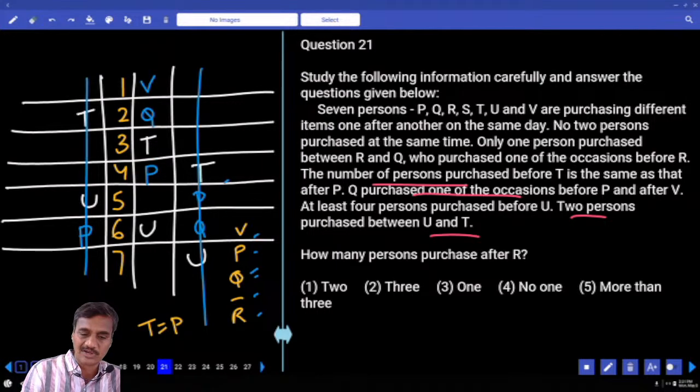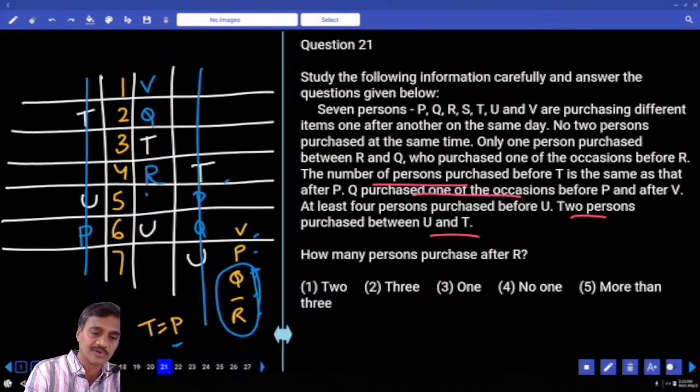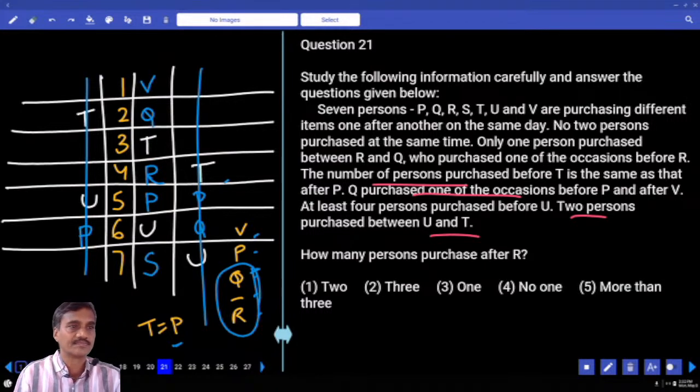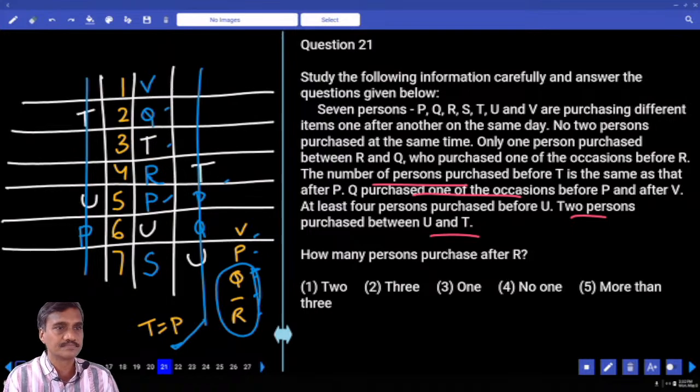Then who is the remaining left over here? Q and R, there must be exactly 1 person between Q and R. Then in this one, V and P. Now T equals to P. T is taken from the top, P is taken from the bottom. And who is the person left over here? Clear? Because T equals to P, T from the top, P from the bottom. Then we need to have Q and R, and these two are alternate places. V is before this P.